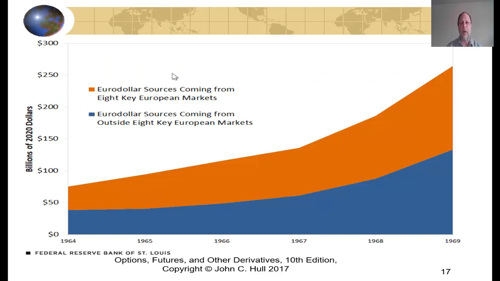And here is a list of the growth in billions of 2020 dollars of the euro-dollar market and different sources. And you can see here in orange our euro-dollar sources coming from 8 key European markets, and the bottom line is euro-dollar sources coming from outside 8 key European markets. And both of these are extremely large markets.